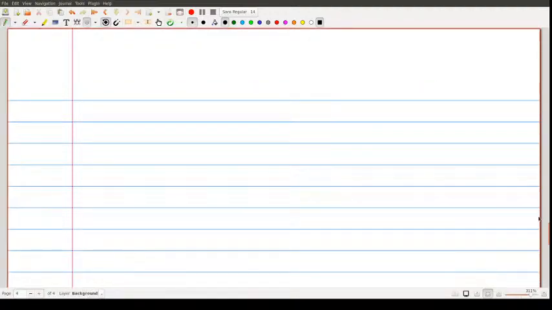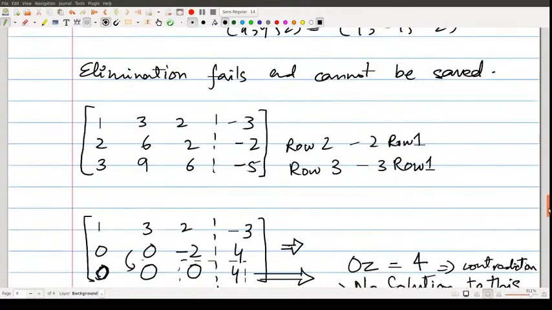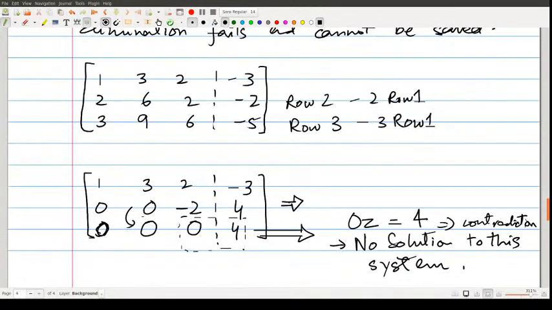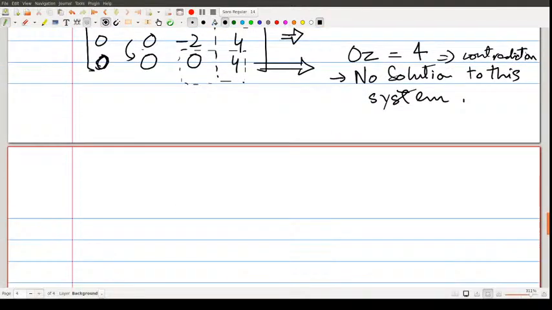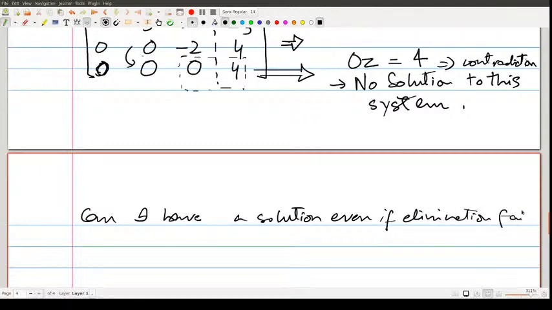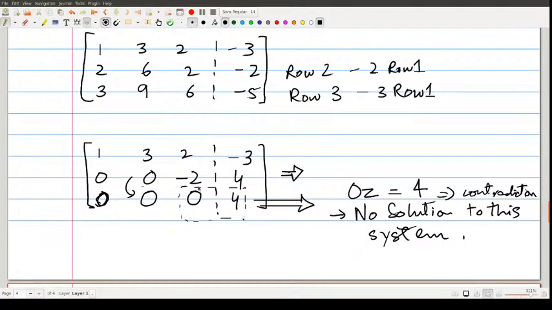So now the question is, does every time my elimination fails mean I cannot find a solution? That's the question that I need to answer. Can I have a solution even if elimination fails? And the answer is yes. The reason I didn't get a solution to this system is because I got this contradiction. If I can find a way to avoid this contradiction, then maybe I can find a solution to my system.